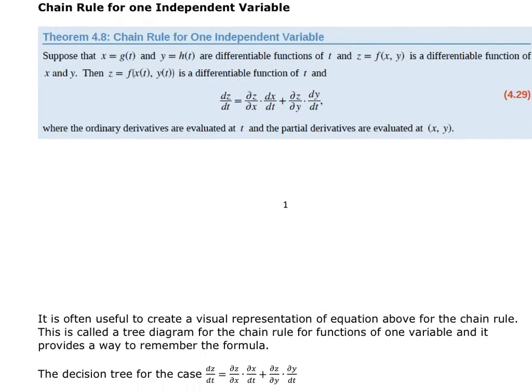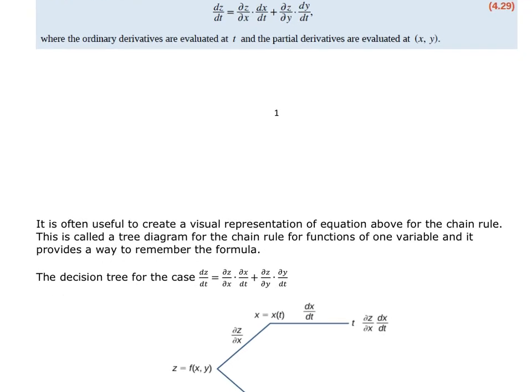Okay. So it's not uncommon to use a tree diagram to kind of keep us on track, because there's a lot going on with these.